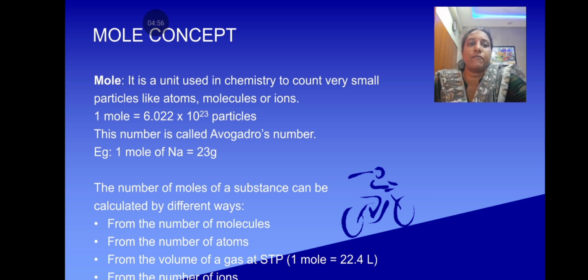The number of moles can be calculated in different ways: from the number of molecules, from the number of atoms, from the volume of a gas at STP. STP is nothing but standard temperature and pressure. That is, 1 mole is equal to 22.4 liters. Then finally, from the number of ions.